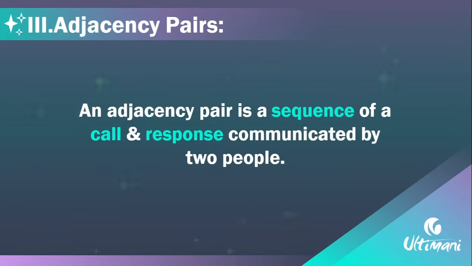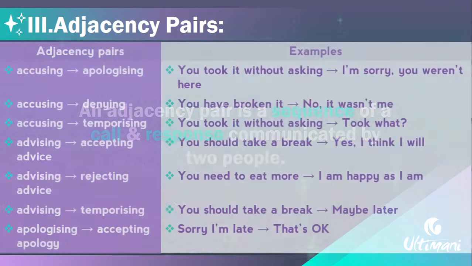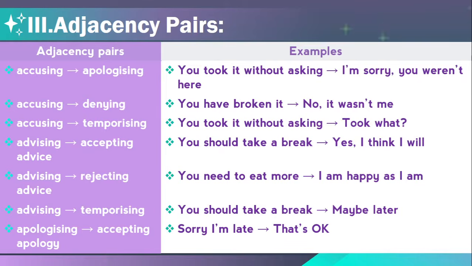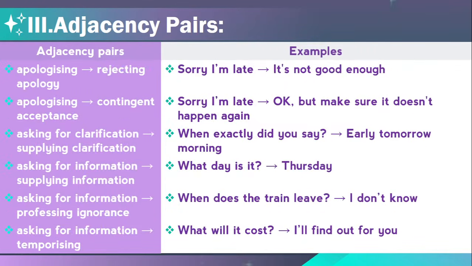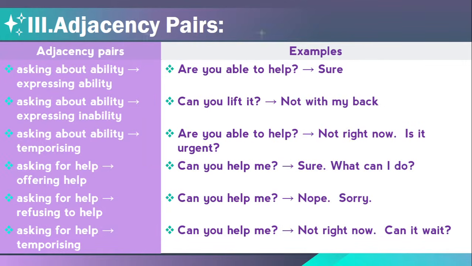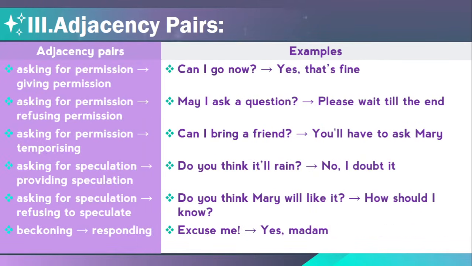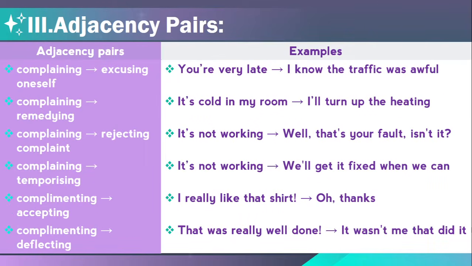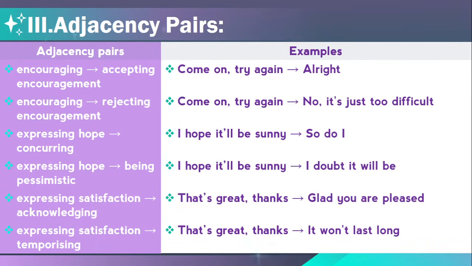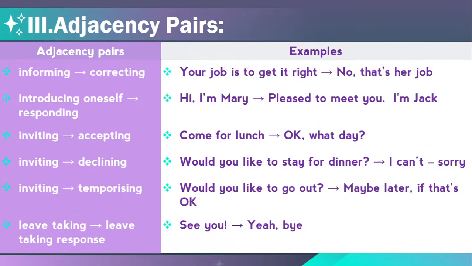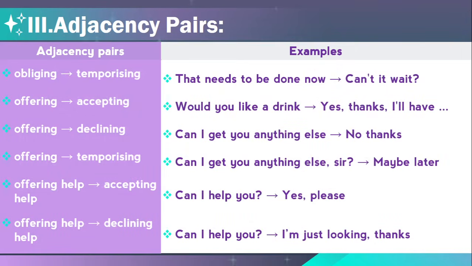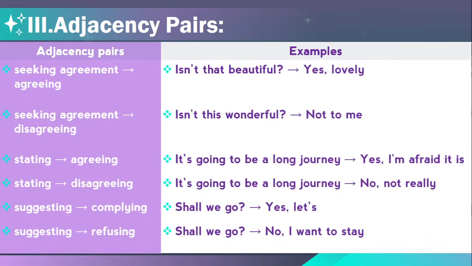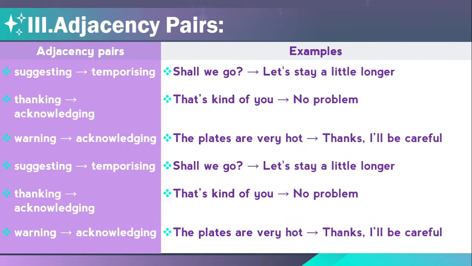An adjacency pair is a sequence of a call and response communicated by two people. And here are some examples for you. As you can see, the adjacency pairs are on the left side, while on the right side you can see actual examples of using the pair in a conversation. In fact, you don't have to memorize all of these, just keep in mind the definition of them with, let's say, 3 examples also, and by reading many dialogues through time, you'd be able to identify the pairs in any conversation, unless the conversation itself doesn't have one.